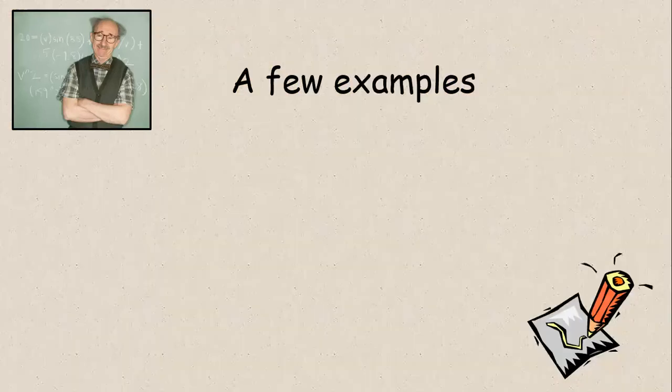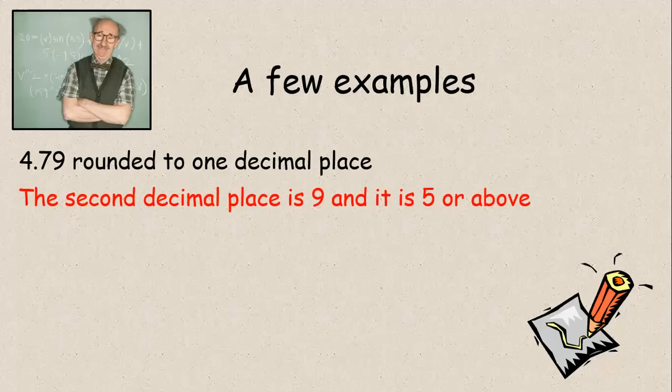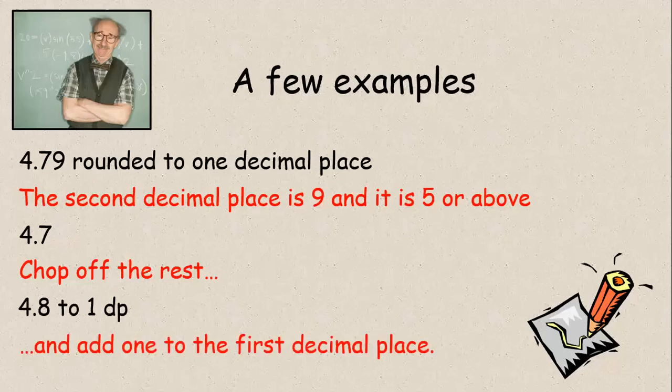So let's look at a few examples before we finish. First of all, 4.79 rounded to 1 decimal place. Well, remember it says round to the first decimal place, so we look at the second. The second decimal place is 9, and that means it's 5 or above. We chop off the rest, 4.7, and because it was 5 or above, we add 1 to the first decimal place. 4.8 to 1 dp. Noting that we put down the 1 dp afterwards.